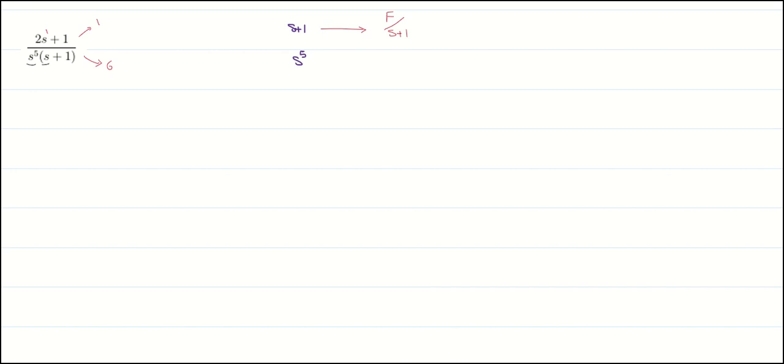s to the power of 5 in here is a repeated linear factor, and it's going to give us 5 partial fractions, which are going to be equal to a over s to the power of 5 plus b over s to the power of 4 plus c over s cubed plus d over s squared plus e over s.